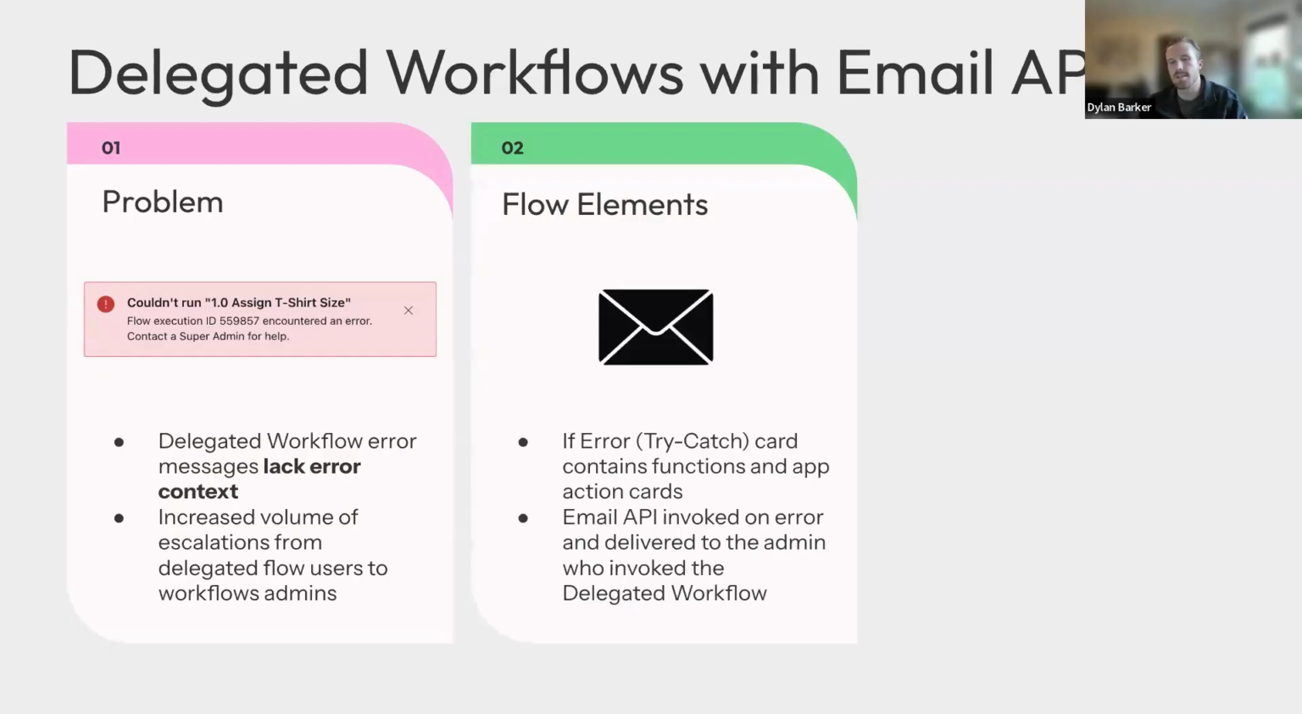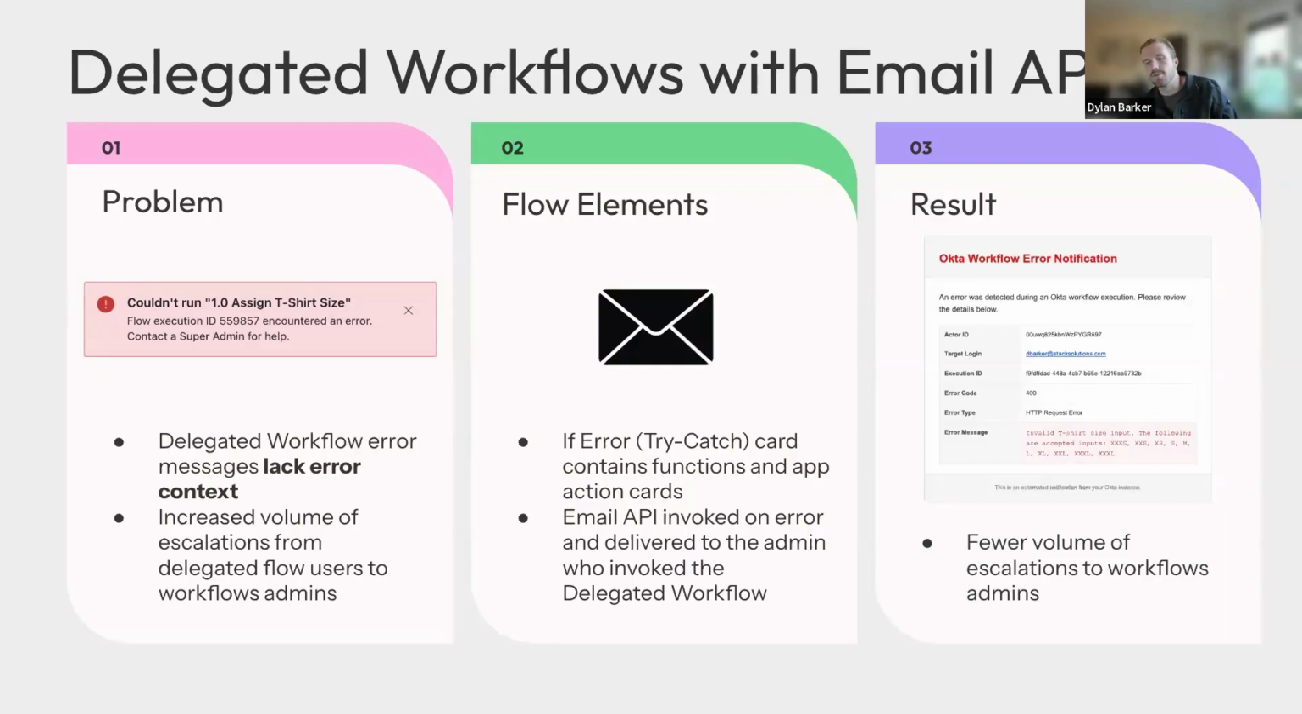So what I came up with was using the out of the box if error card, and to contain all of the workflow logic within the try portion, or the first try portion of that block. And if any of those blocks errored out, then the catch logic would kick in, and that contained an email API or an email compose, which would compose an email with various information with that error, and then send that email to whoever ran the workflow to try to give them a little bit more context.